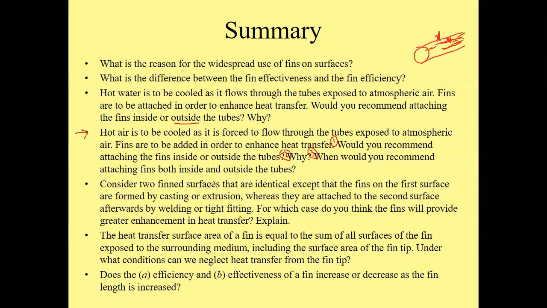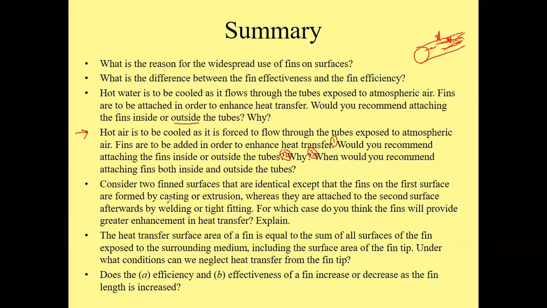Right. Consider 2 fin surfaces that are identical, except that the fins on the first surface are formed by casting or extrusion, whereas they are attached to the second surface afterwards by welding or tight fitting. For which case do you think fins will provide greater enhancement in heat transfer?